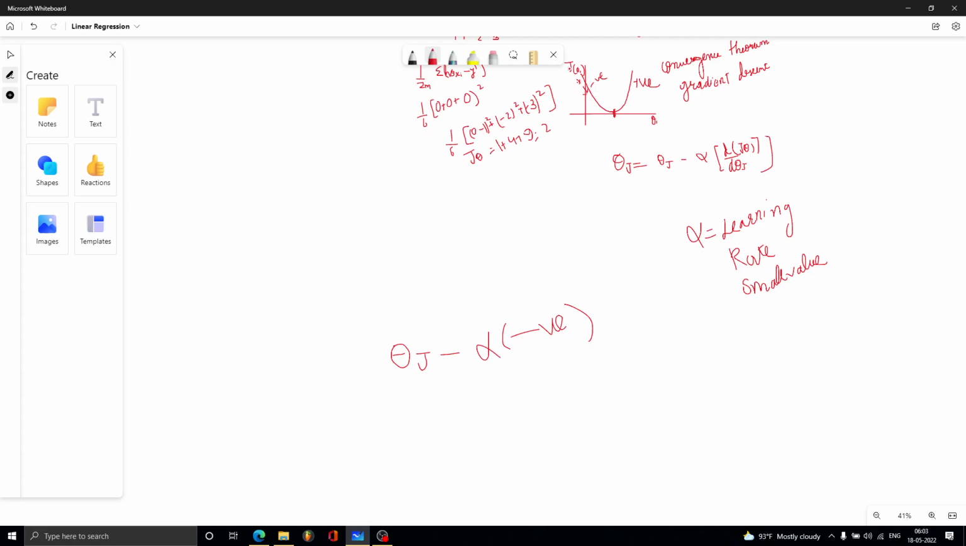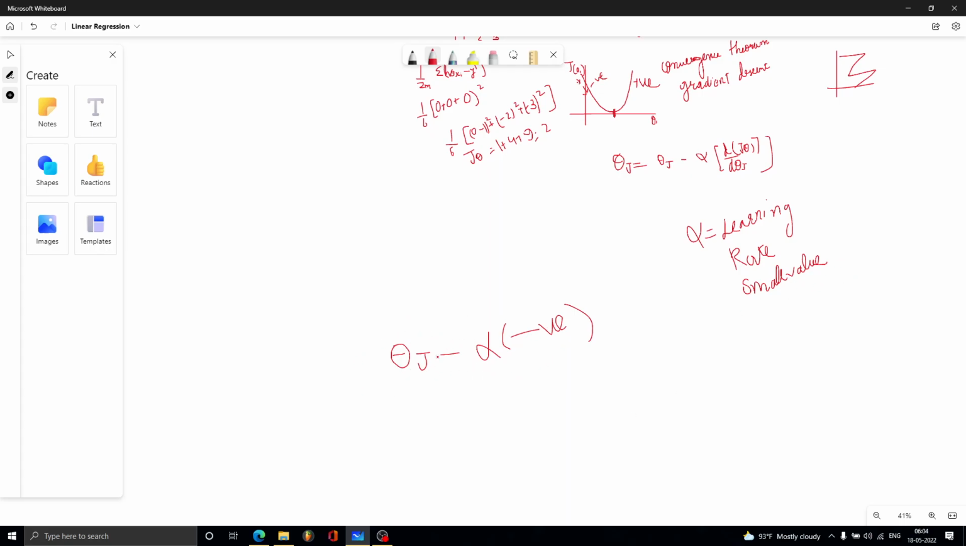But this will only happen when the learning rate is the smallest. Why? If our learning rate is higher, this will not go in this fashion, it will go in something like this, a zigzag way. There is a possibility that it will never reach our global minima, and we will never be able to find the best optimal value for our best fit line. So for this we use alpha as our smallest value.